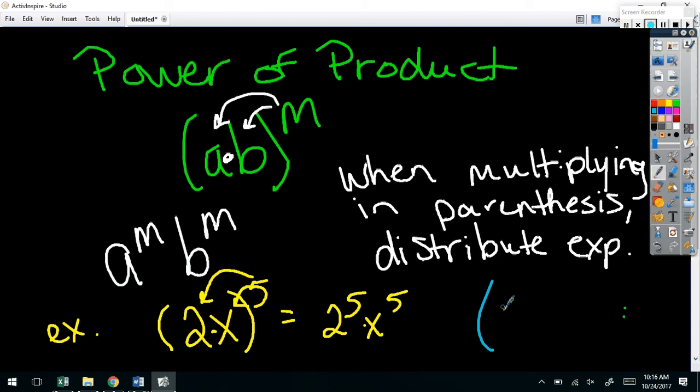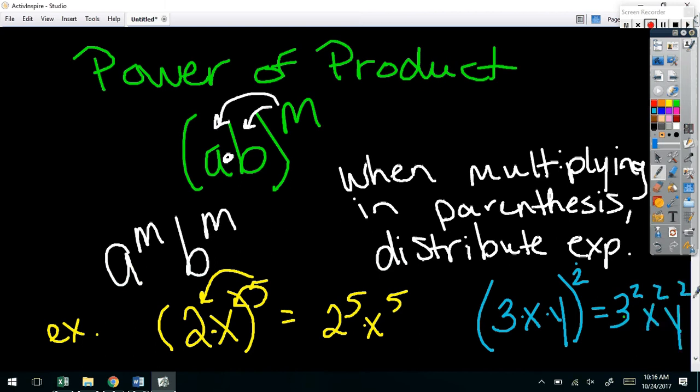Let's say I had 3x, y, to the second. For each one, absolutely, that's right. Well, it goes to the 2, so 3 squared, x squared. Wait, where'd you get the 3 from? These are two separate examples. If I had 3 pieces in there, it doesn't matter how many pieces are in there, if you're multiplying inside.